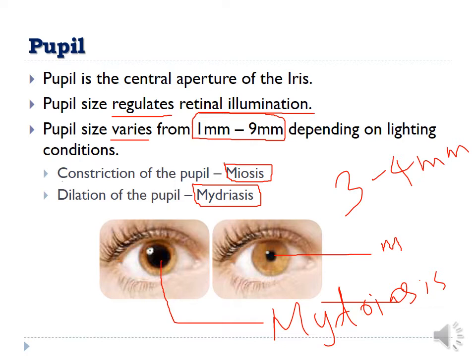Okay, so constriction means to become smaller. Dilation means it becomes bigger. So dilation means the diameter is more. In constriction, the diameter is lesser for the pupil. So try to remember both the terminologies. Pupil constriction is meiosis, pupil dilation is mydriasis. Okay, so average pupil size is 3 to 4 millimeter, and the pupil size can range from 1 millimeter to 9 millimeter.